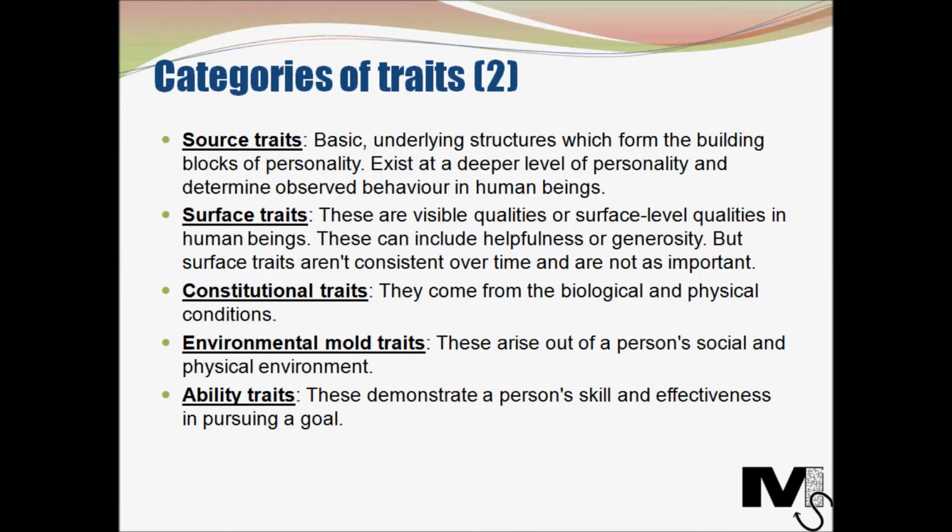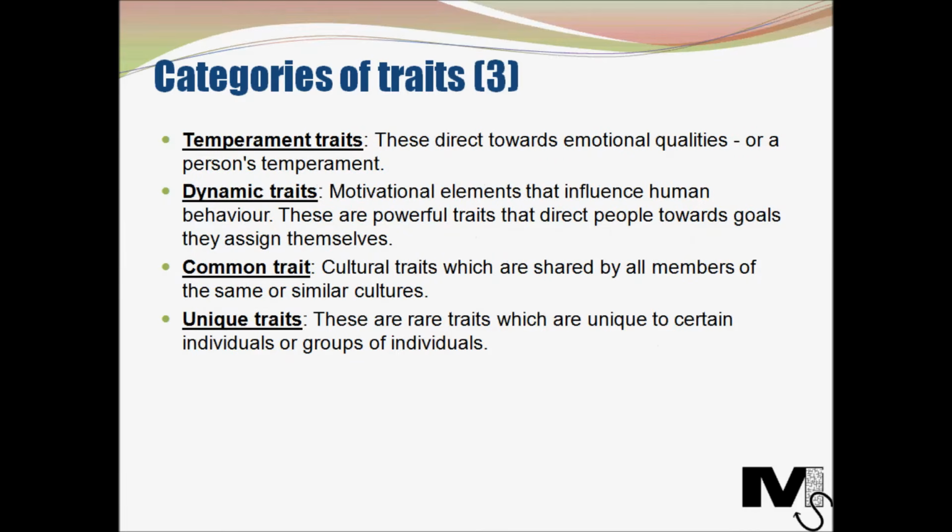Ability traits. These demonstrate a person's skill and effectiveness in pursuing a goal. For instance, musical aptitude can be considered to be an ability. Temperament traits. These direct towards emotional qualities or a person's temperament. Dynamic traits. These traits are motivational elements that influence human behavior. These are powerful traits that direct people towards particular goals that they're themselves assigning to their own self.